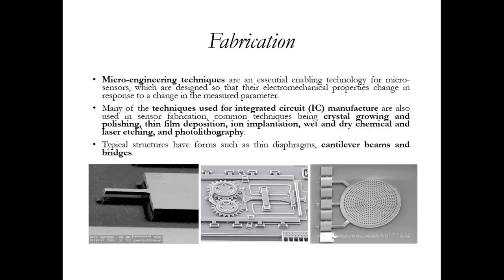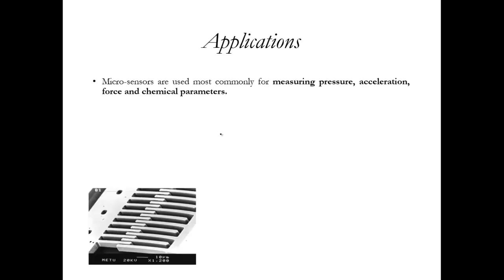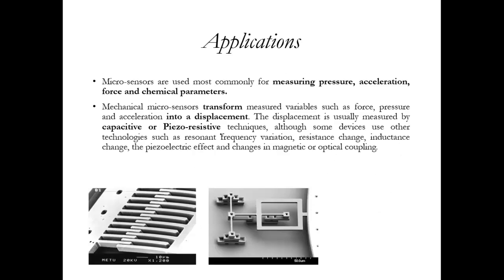So structures like cantilever beams and proof masses in accelerometers, all such devices, are developed on the same wafer. This is one of the significant advantages of microsensors. The applications are for measuring pressure, acceleration, force, and chemical parameters.